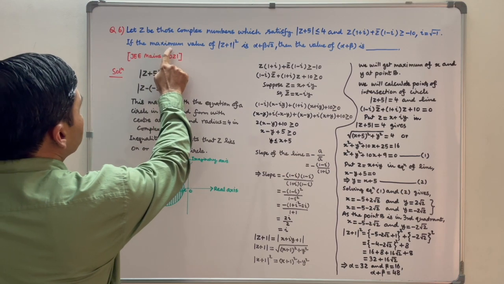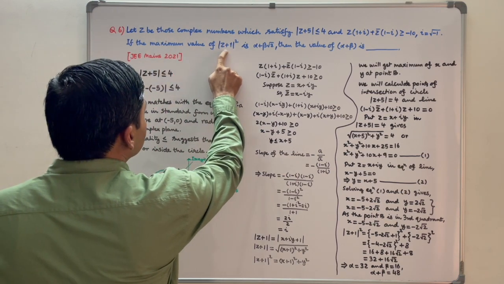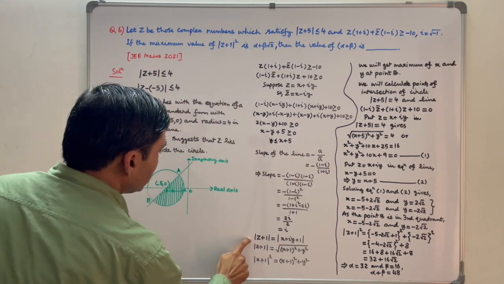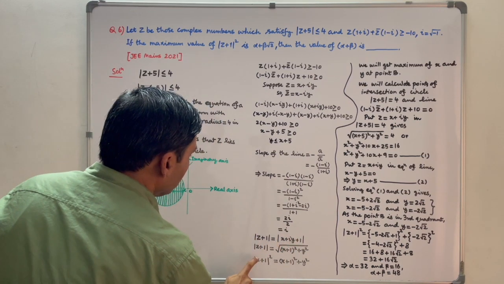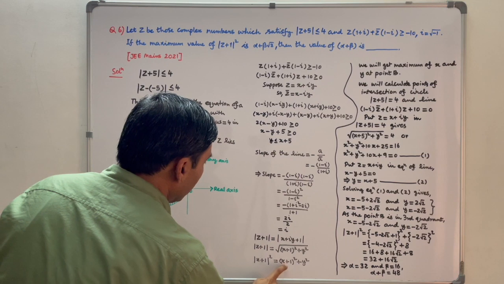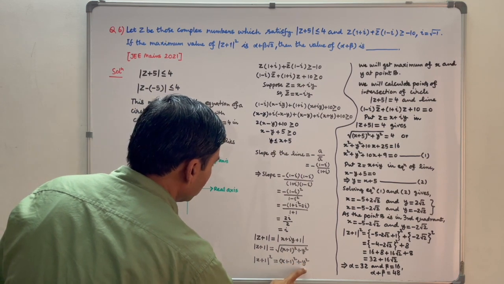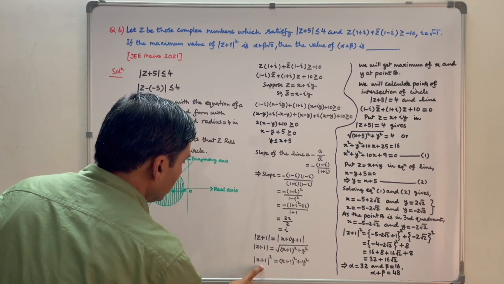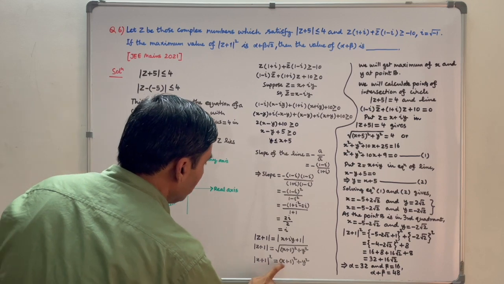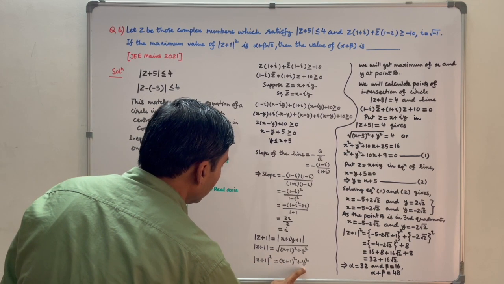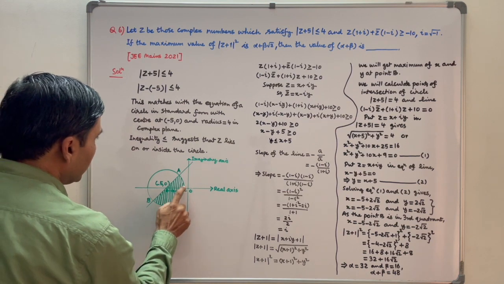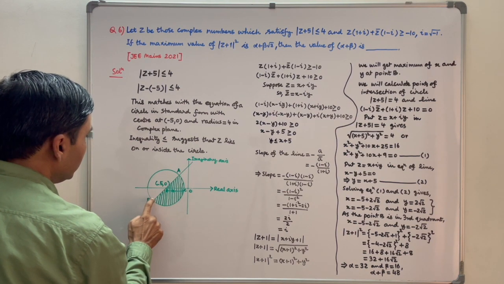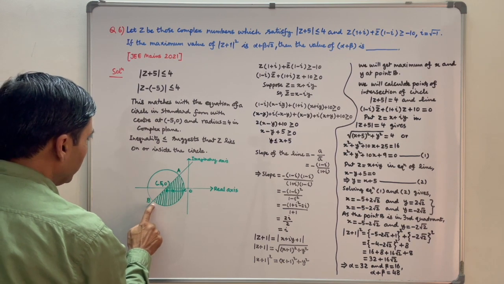We need to find the maximum value of |z + 1|². |z + 1| is equal to |x + iy + 1|. |z + 1|² is equal to (x + 1)² + y². |z + 1|² will be maximum when x and y both are maximum. So where should the point z lie in this region so that its x and y values are maximum? It should be at point B.